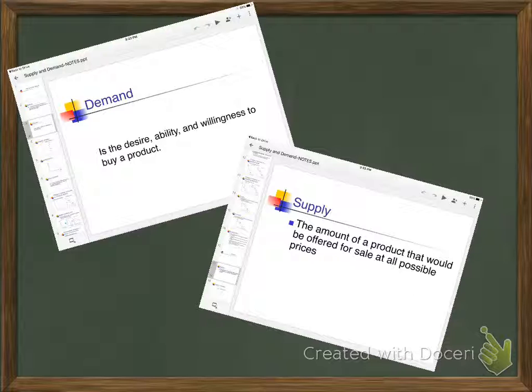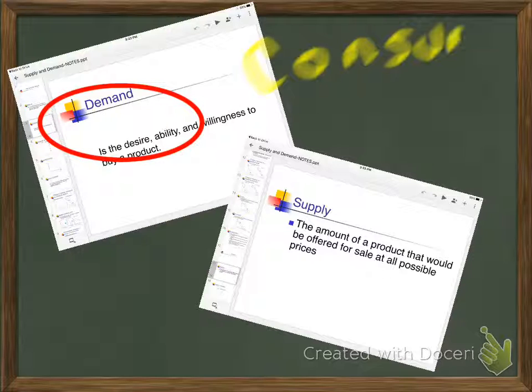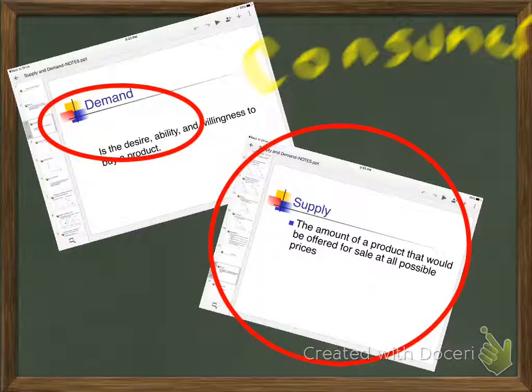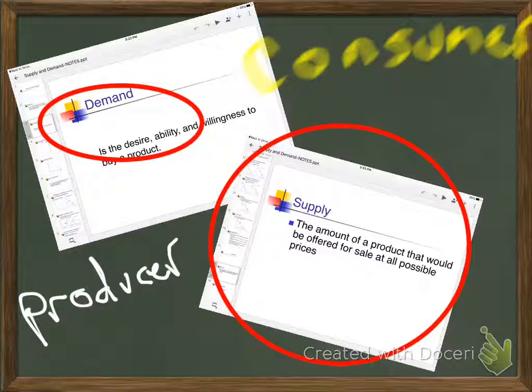You can see the definitions of demand and supply here. Demand is the desirability and willingness to buy a product. So we're concerned here when we're talking about demand with the consumer. Okay, very important to understand that. Consumers who we're dealing with. Down below, you can see that supply deals with the production of goods in exchange to price. Okay, this deals with the producer. Okay, you gotta understand that difference. Consumer deals with demand, producer deals with supply.